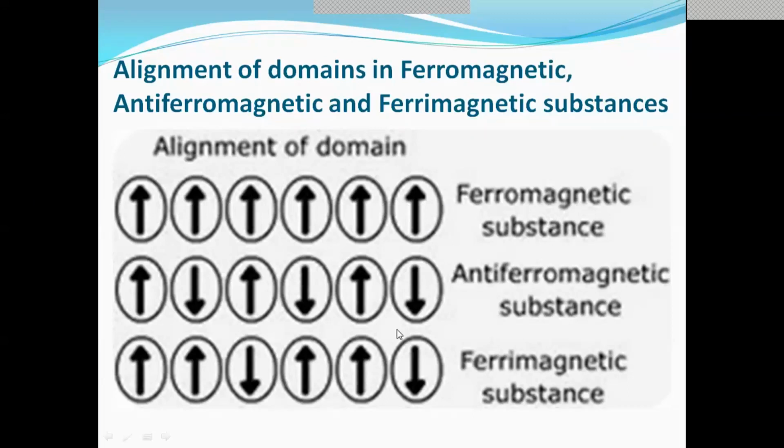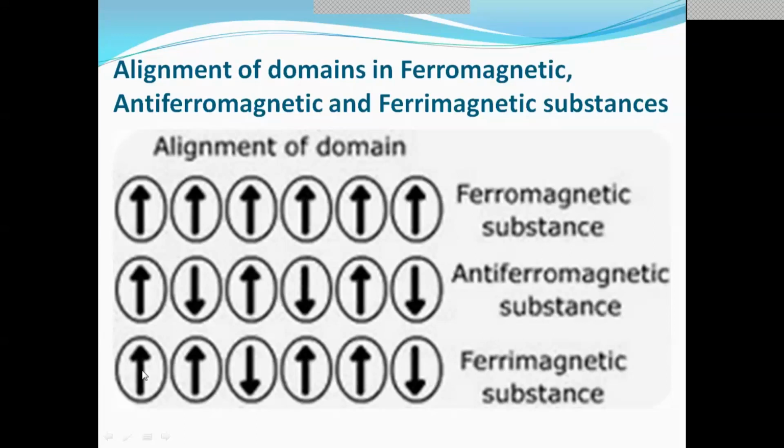In the second line, the alignment of domains is seen in alternate directions. One is upward, the next one is downward, the immediate next one is upward and again downward. Because of this alternate arrangement of domains in equal and opposite directions, the net magnetic field exhibited by antiferromagnetic substances is zero. Still, you can see domains in these substances as they are seen in a ferromagnetic substance.